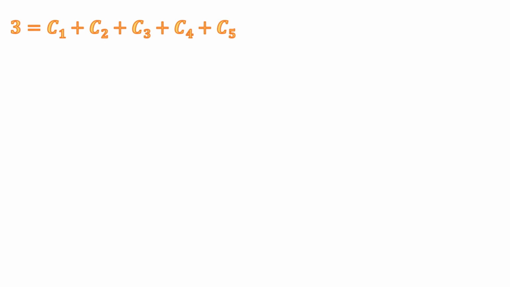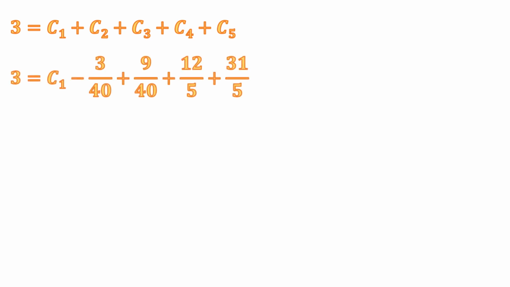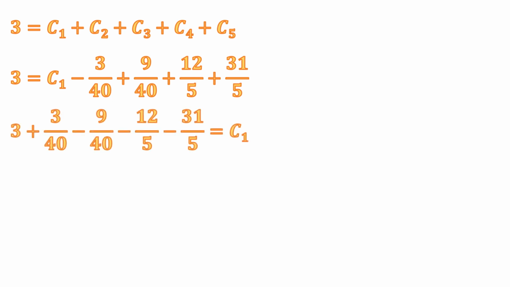And then let's go back to the first equation. Since we know C2, C3, C4 and C5, let's substitute it all. And then we're going to transpose it all to the other side and combine. It will result to C1 equals negative 23 over 4.